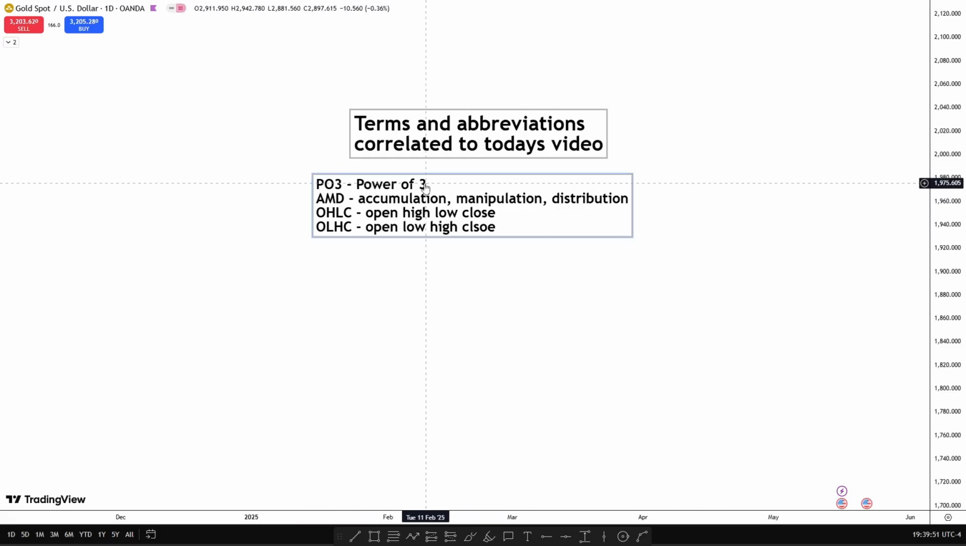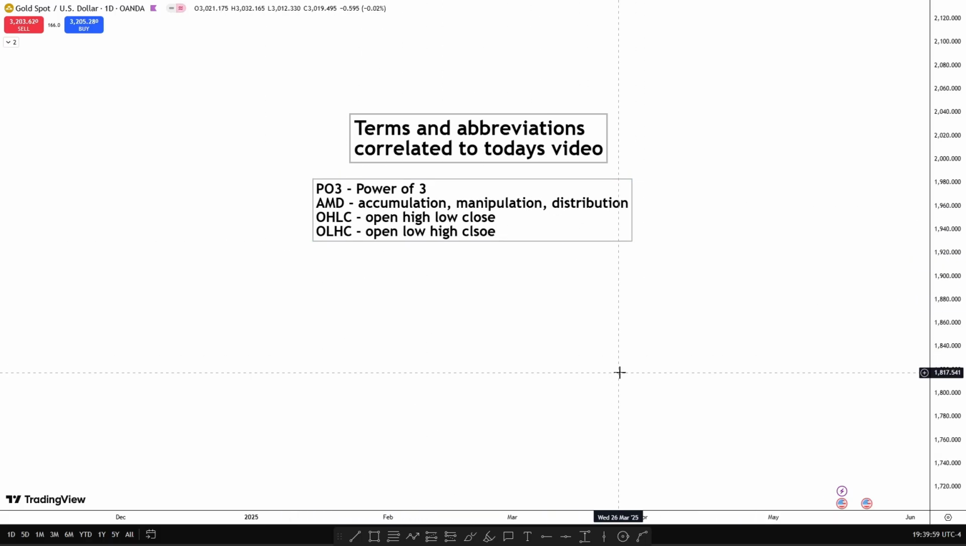So you've got PO3, the power of 3, you've got AMD, accumulation, manipulation, distribution, and you've got open, high, low, close right here, and open, low, high, close. So essentially I trade these all together. PO3 and AMD is the exact same thing. It's got two different names. I personally call it the AMD model, but I know that a lot of people call it PO3. Doesn't matter which one you want to call it, it's just personal preference really.